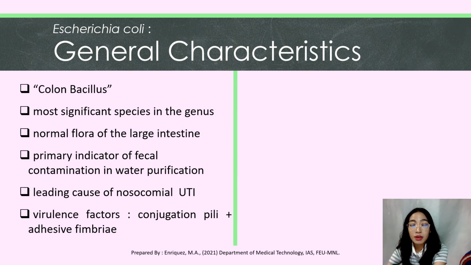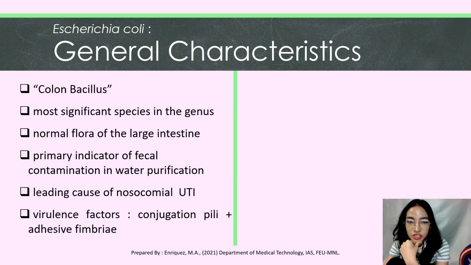Now, clinically speaking naman po, Escherichia coli has been documented as the leading cause of nosocomial urinary tract infections. So Escherichia coli has both types of fimbriae or pili, and these serve as its virulence factor. So meron po sila both ng conjugation pili, and they also have the common pili or the adhesive fimbriae. So the common pili, this helps the bacteria to attach to surfaces. So other examples of bacteria that have the common pili are Neisseria gonorrhoeae and Pseudomonas species.